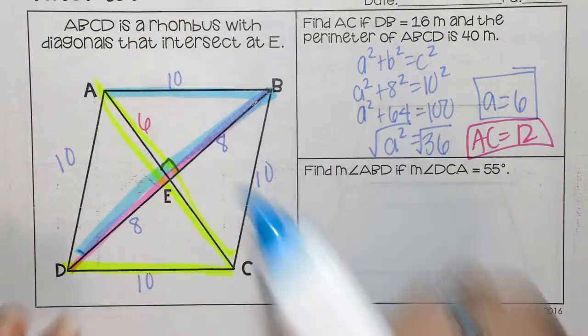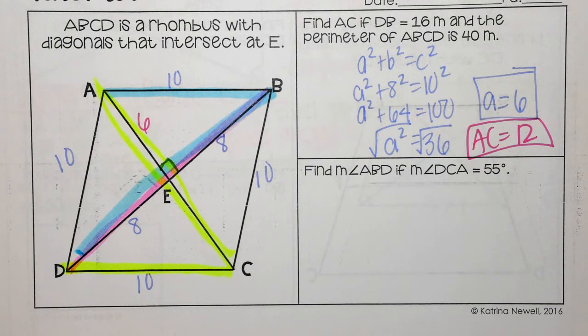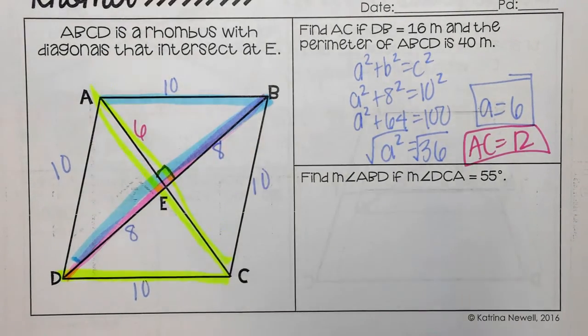Why did you get 12? Because 6 plus 6 is 12. Alright, so now you are going to work on your study guide for homework.